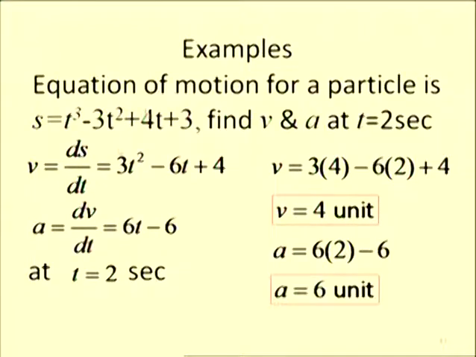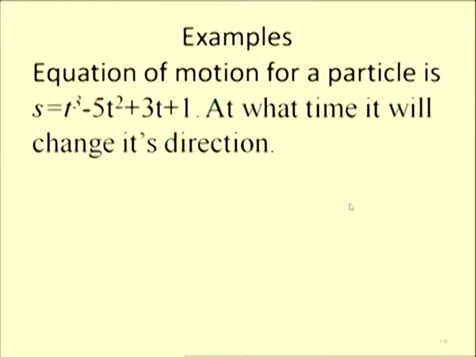So here in this example also we find v, that is ds by dt, then we find a, that is dv by dt, and put t is equal to 2 second to get the velocity and acceleration at t is equal to 2 second. So this way we can find the value of velocity and acceleration at a particular time from the equation of motion. Let us have one more example.